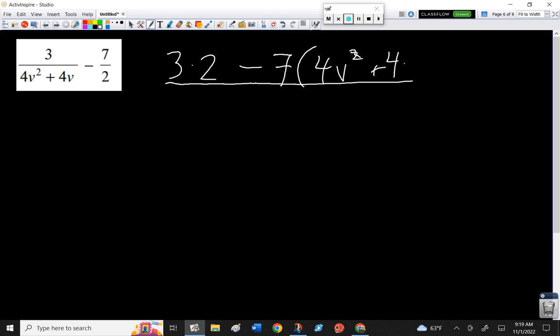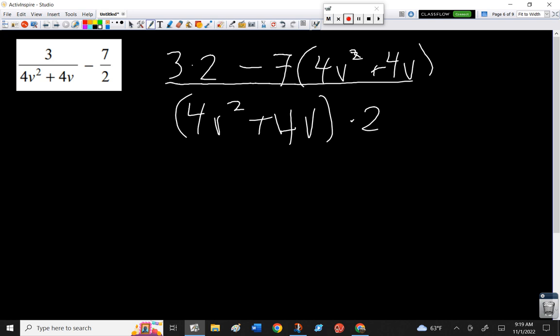plus 4v. And that's going to be over this 4v squared plus 4v times the 2 on the bottom. Okay? Now we're going to do some distributive properties, some multiplication, and then simplify. So 3 times 2, well, that's easy. That's 6. Now we got negative 7 times 4v squared. That's going to give us negative 28v squared.